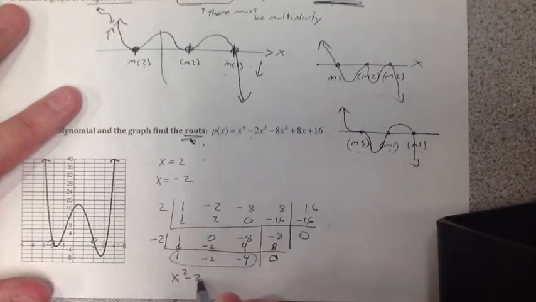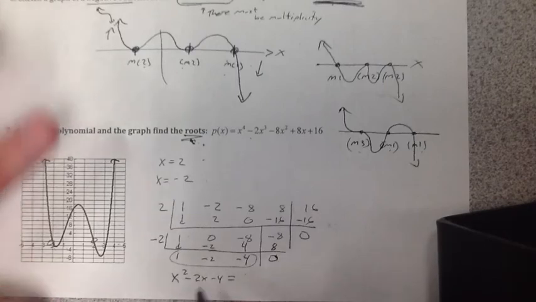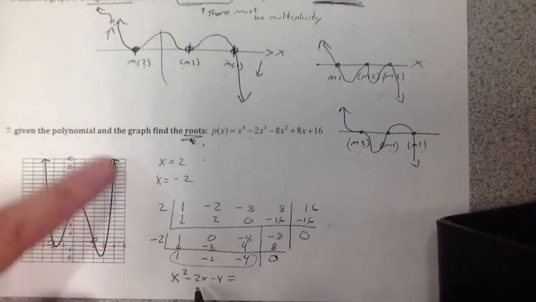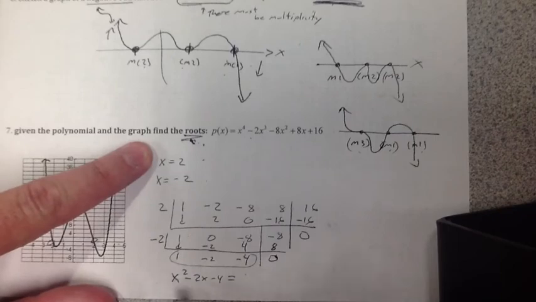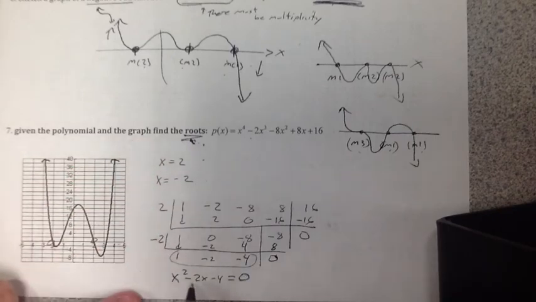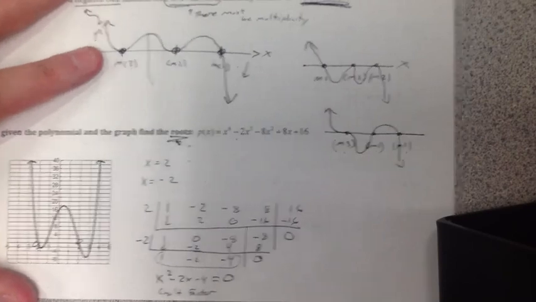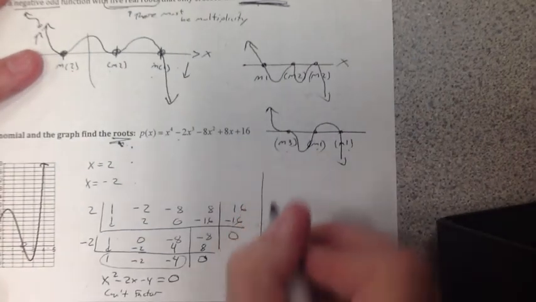X squared minus 2x minus 4 equals my reduced polynomial. Now, if I want to find the roots, set this equal to 0. The problem is I can't factor that. So how do we solve this one? Yeah, that's right, quadratic formula.